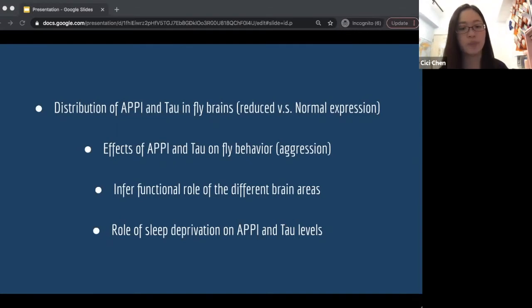Our second aim would be understanding more about how these proteins, APP and tau, affect fly behavior, specifically in aggression. Our third aim would be using the results from aim 1 and aim 2 to infer the functional roles of different brain areas. And our aim 4 would be focusing on the role of sleep deprivation on APP and tau levels.